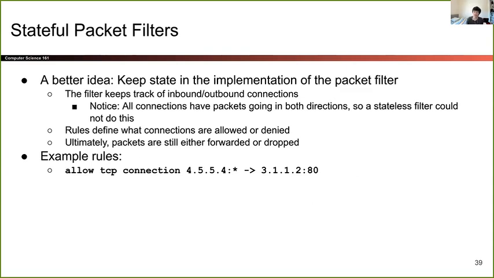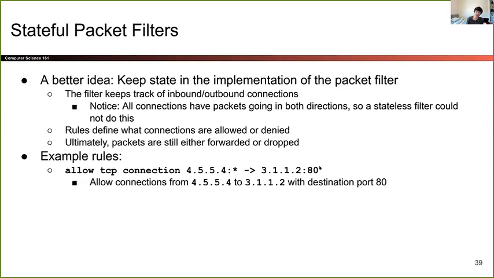Maybe we'll allow all traffic from all ports on 4.5.5.4 to this destination here, 3.1.1.2, but only on port 80. And we're saying only TCP is allowed. So we block all other protocols, we block all other sources and destinations, except for this one special case. And again, keep in mind that this one connection will have packets going both ways, which is why a stateless filter would sort of struggle with this.